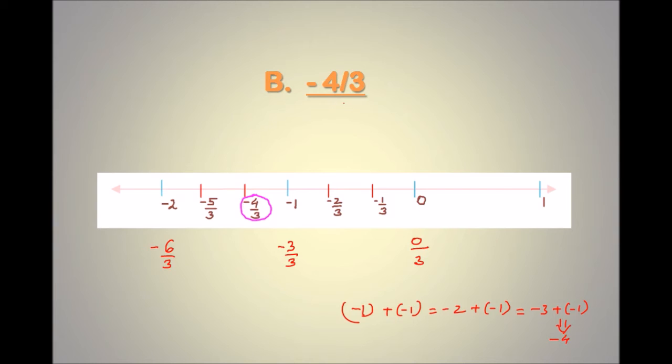So we have got the position of the rational number -4/3 on the number line. It will be lying at this position. It is represented by this mark. -4/3 is represented by this mark on the number line. So we have found the position of the rational number -4/3 on the number line.